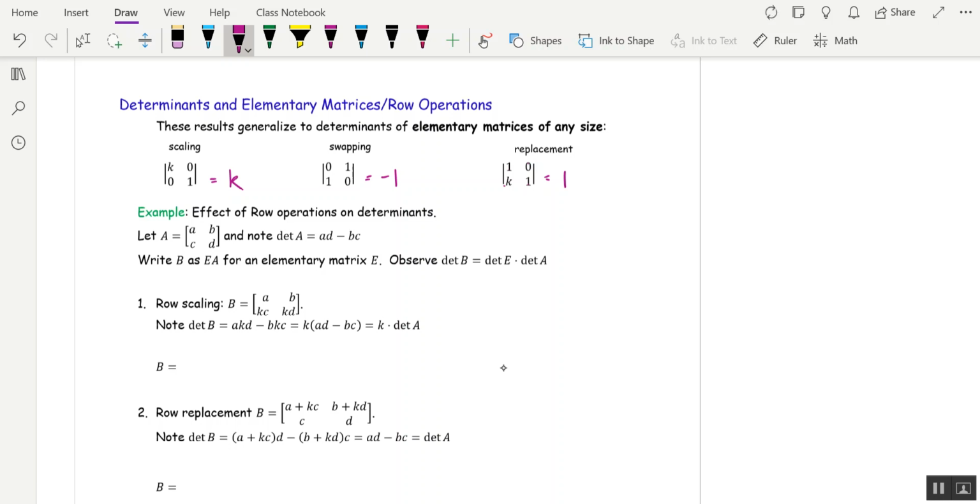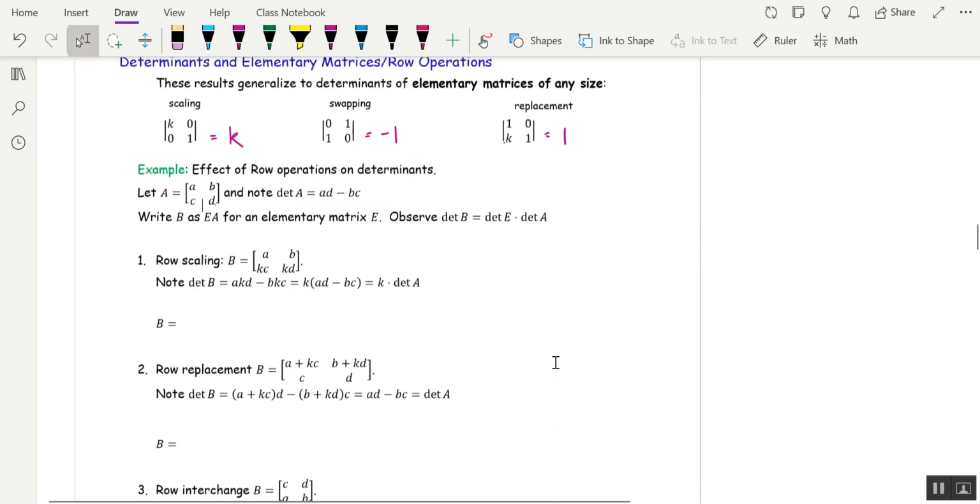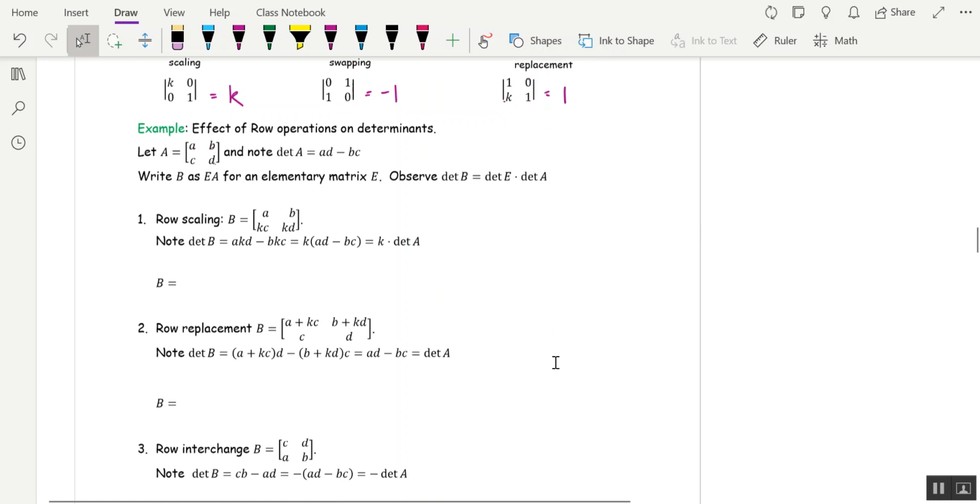Now let's see what these row operations do to the determinant of a just pedestrian matrix A. So here I've got a generic matrix A, B, C, D. Notice its determinant is AD minus BC. I'm going to do some row operations on A by writing B as an elementary matrix times A, and then I'm going to observe in each case that the determinant of B is the determinant of E times the determinant of A. So this is just going to be a bunch of observations, and it's good practice with elementary matrices.